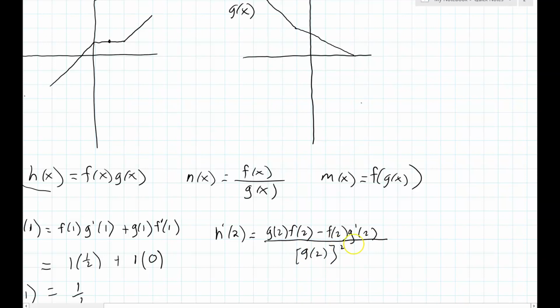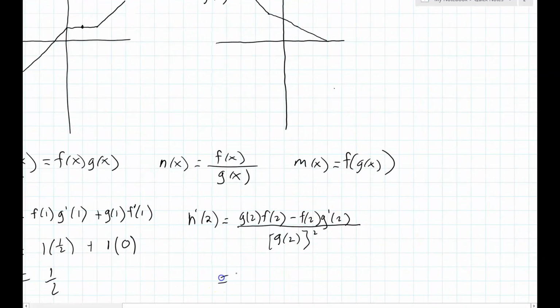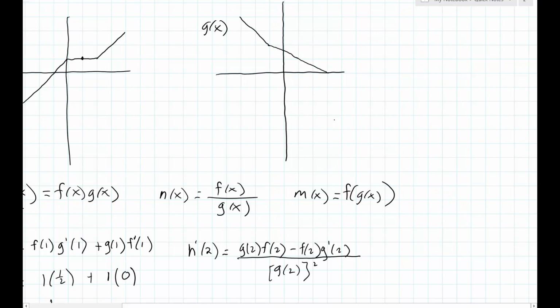squared. So again, I'm going to go to the graphs to find out these values. g of 2, that means I'm going over to the g graph and going out 2, and that would be 1/2. So that's going to be 1/2 on top times f prime. Whoops, the prime got lost in there.